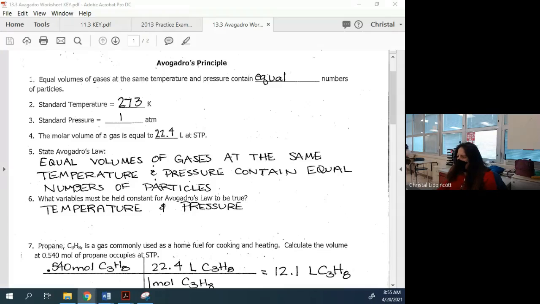And if you can turn to the next section of notes, which is gas stoichiometry.